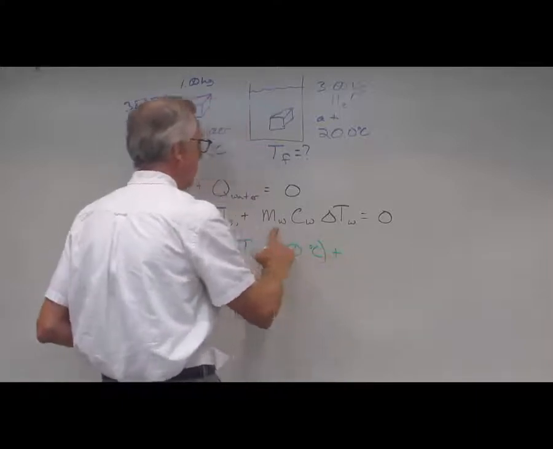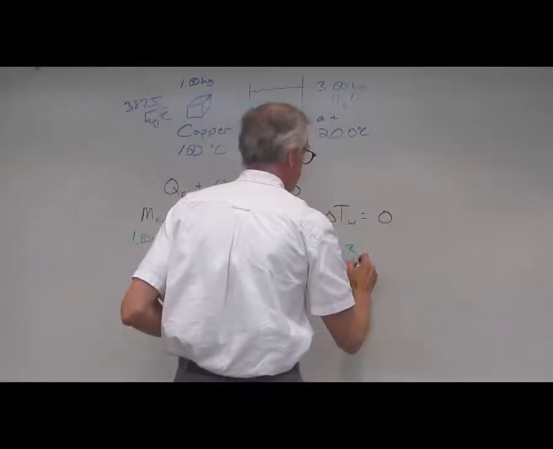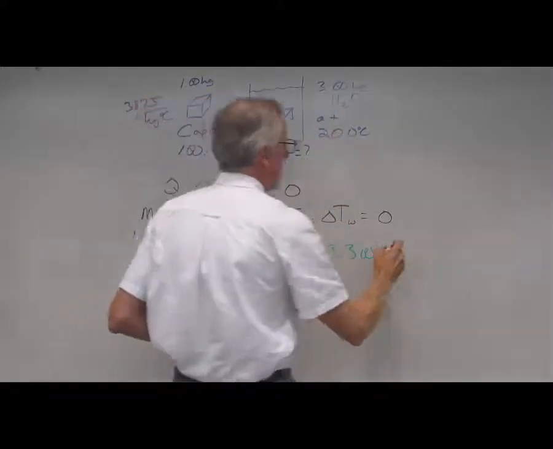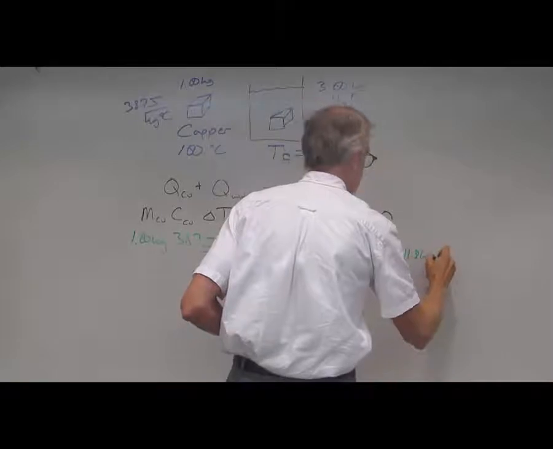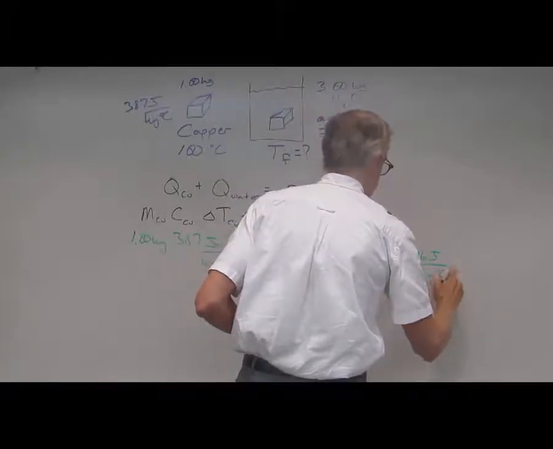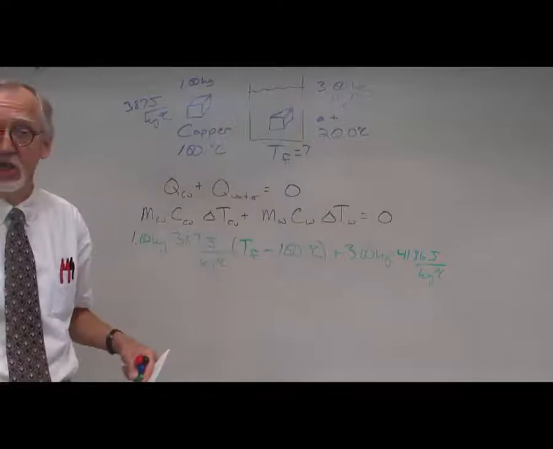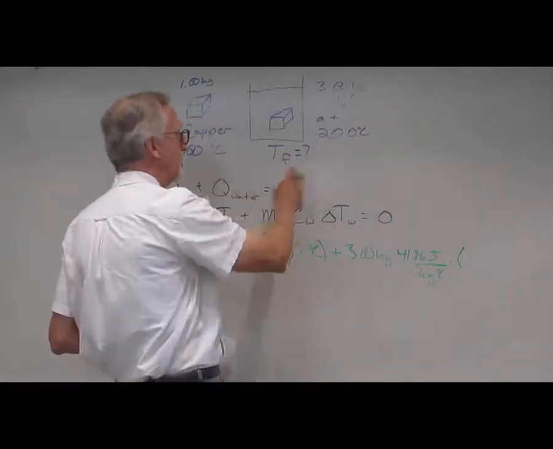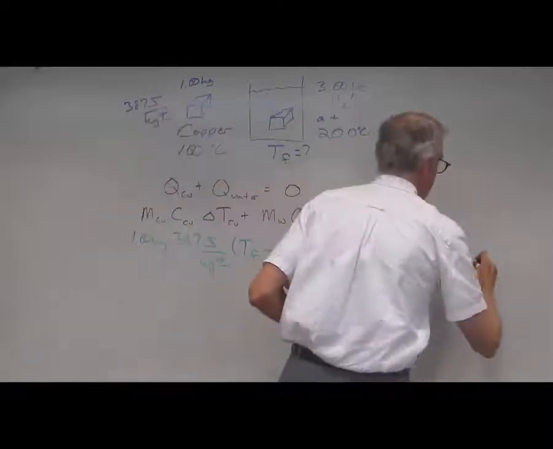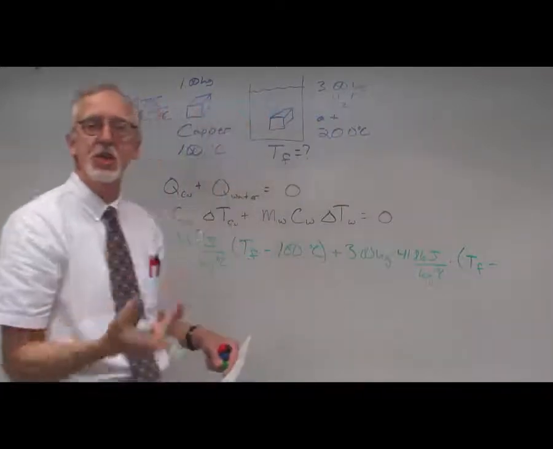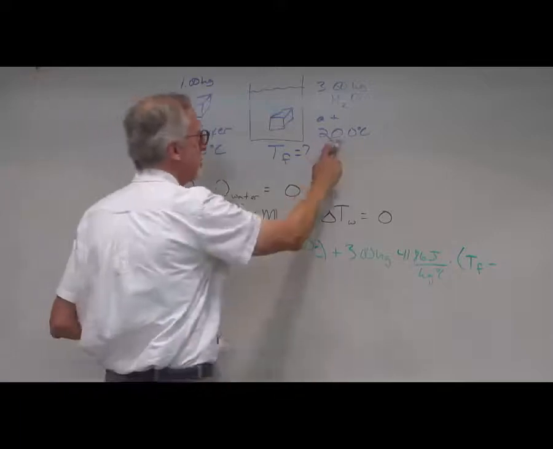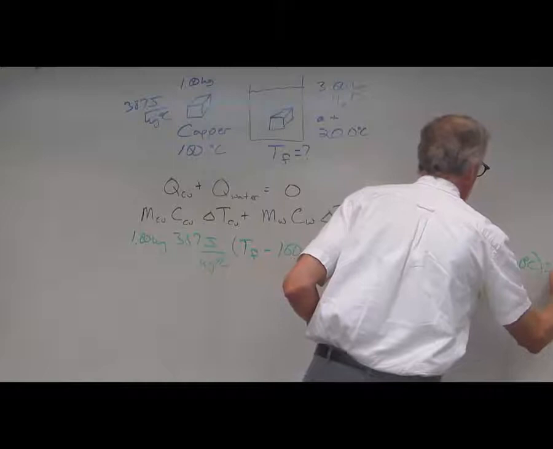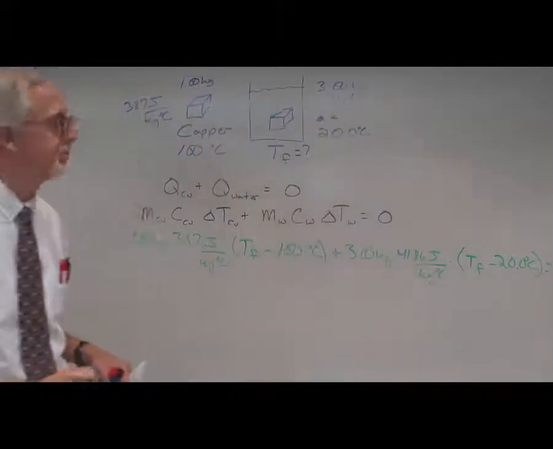plus mass of the water, which is 3 kilograms, times specific heat of the water, which we know is 4,186 joules per kilogram degree Celsius, times the temperature change of the water, which is the final temperature of the water, which is also TF, minus the initial temperature of the water, which is 20 degrees Celsius. And we know all of that must equal 0.